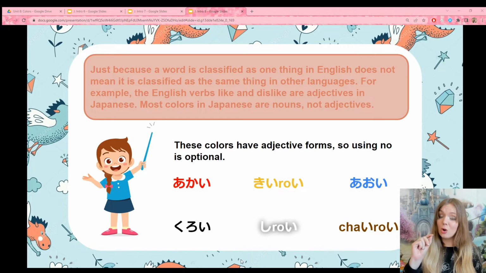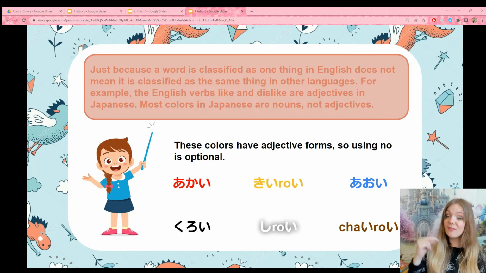Just because a word is classified as one thing in English, be it a verb, a noun, an adjective, whatever, does not mean that it is the same thing in other languages. There are many English verbs that are nouns in Japanese. There are verbs that are adjectives in Japanese. The English verbs like and dislike are adjectives in Japanese. And most of the colors, which are adjectives in English, are nouns in Japanese. They are not adjectives.